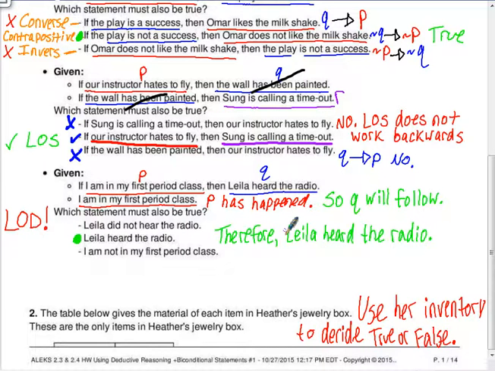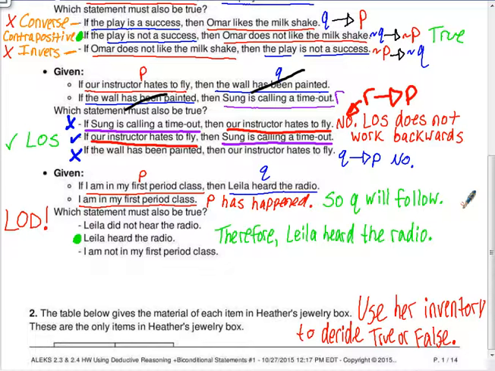Now, the first one, if Sung is calling a timeout, well, that's R. Then our instructor hates to fly. Well, that's P. So in other words, they're trying to go from R to P in that first one. However, the law of syllogism, I mentioned it earlier, does not work backwards. You cannot go straight from R to P like that. You can go from P to R because it works going forwards, but we cannot guarantee it works going backwards. That's why that first one's false.